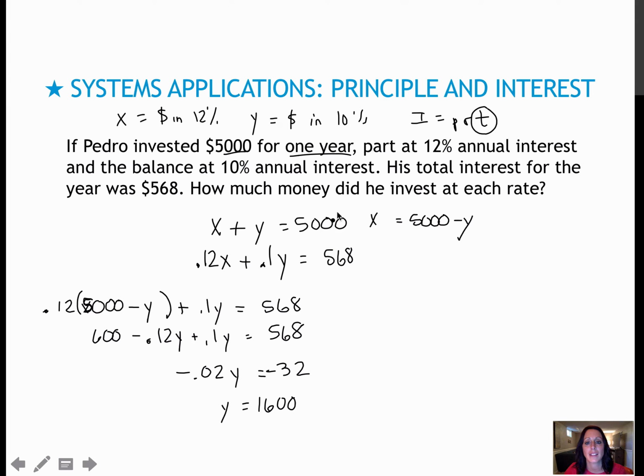To find X, I would plug it into any of the 3 equations. So I could say X equals 5,000 minus 1,600, which means, of course, 3,400 was invested in the 12% account. Don't forget to write your sentence. I invested 3,400 in the 12% account and 1,600 in the 10% account.